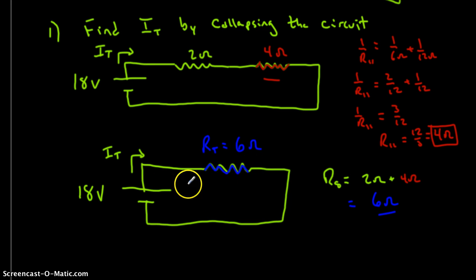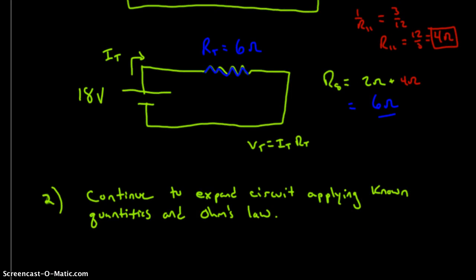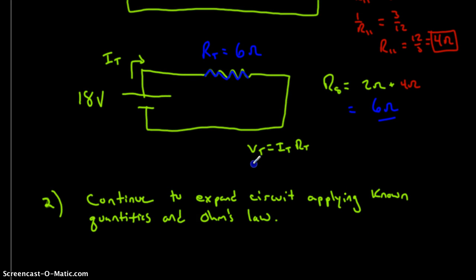So then we can apply Ohm's law to this entire circuit, right? Total voltage should equal the total current times the total resistance. And using our 18 volts and our 6 ohms, the total current is going to end up being 3 amps. So we know that the total current is going to be 3 amps coming out of our power supply.